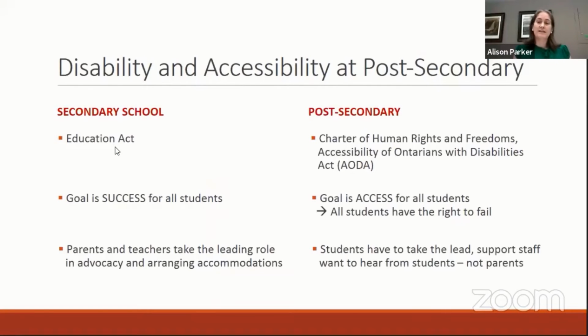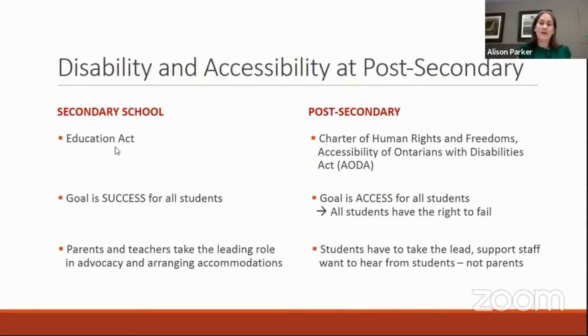I want to highlight some of the information you'll find on our website and help paint a picture of what disability and accessibility looks like at post-secondary school. To begin with, I want to talk about the differences, especially in legislation, between secondary and post-secondary school. In elementary and secondary school, it's the Education Act that governs special education. And at post-secondary and in workplaces and government across Ontario, it's the Charter of Human Rights and Freedoms and the Accessibility for Ontarians with Disabilities Act, the AODA, that governs that.